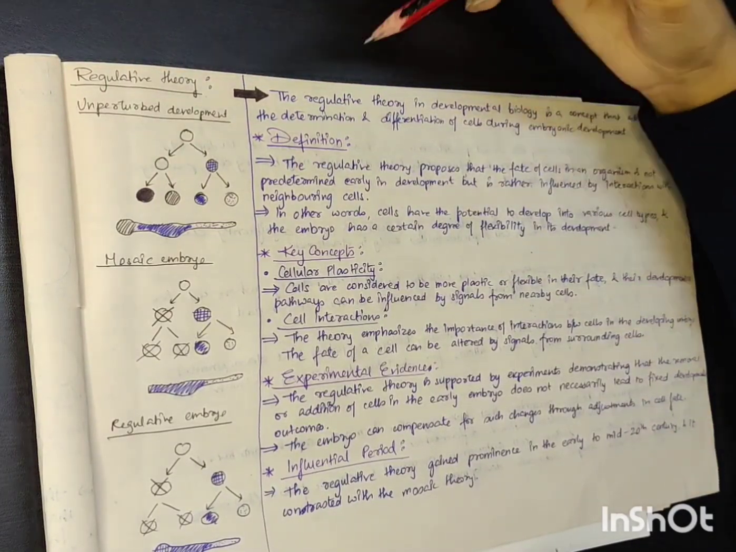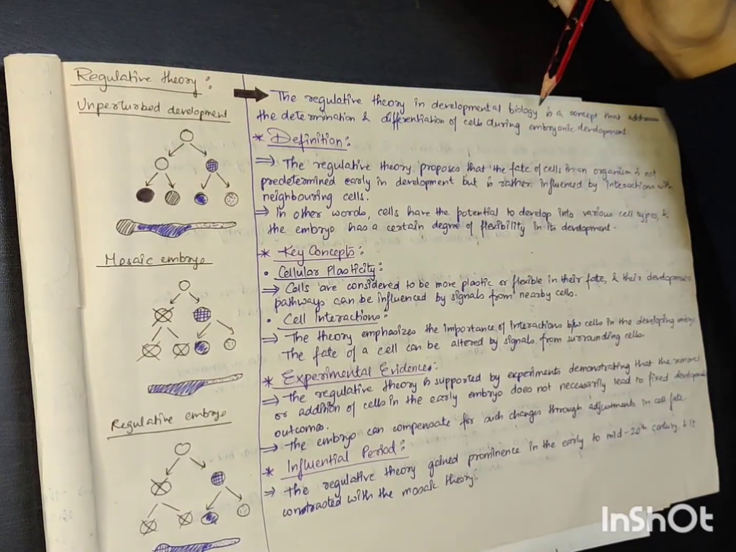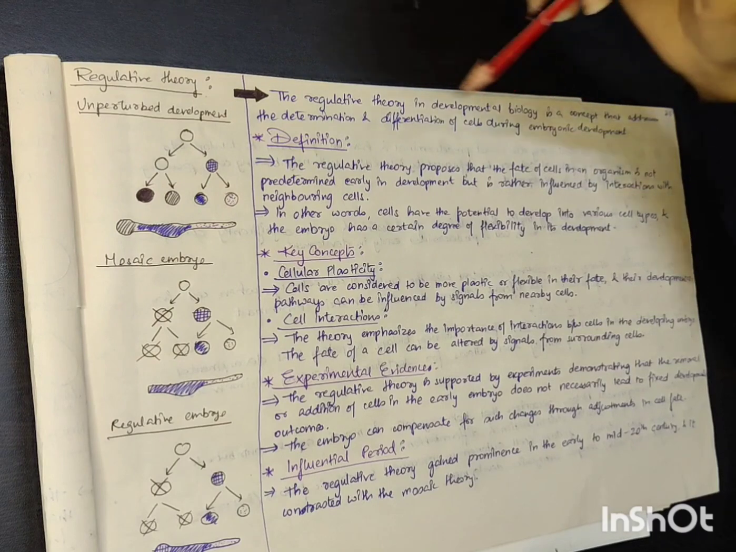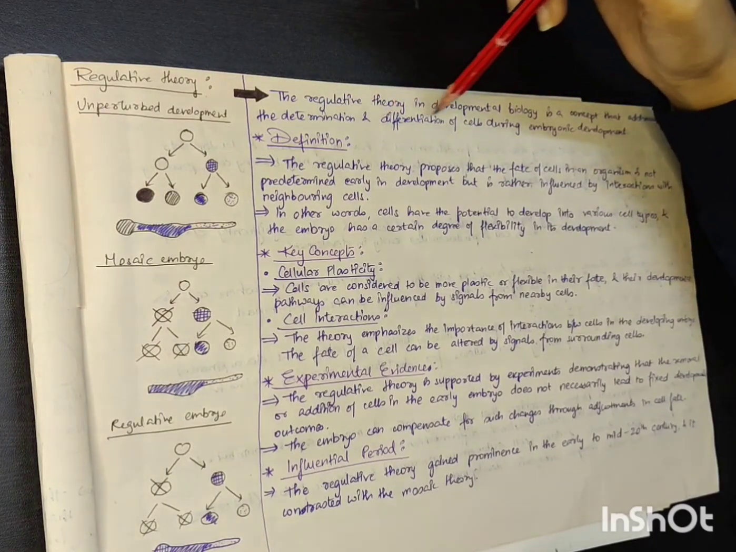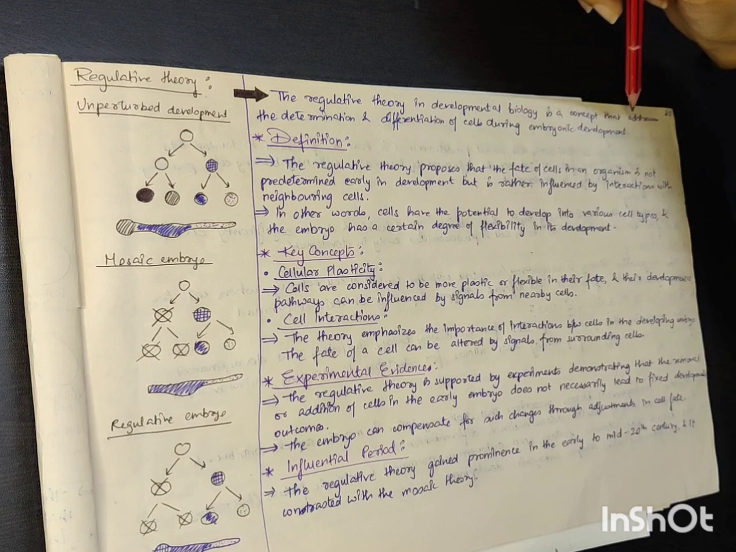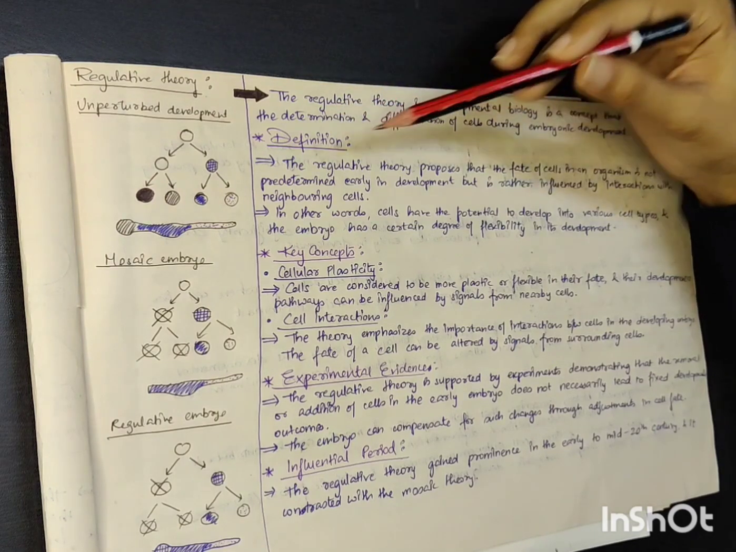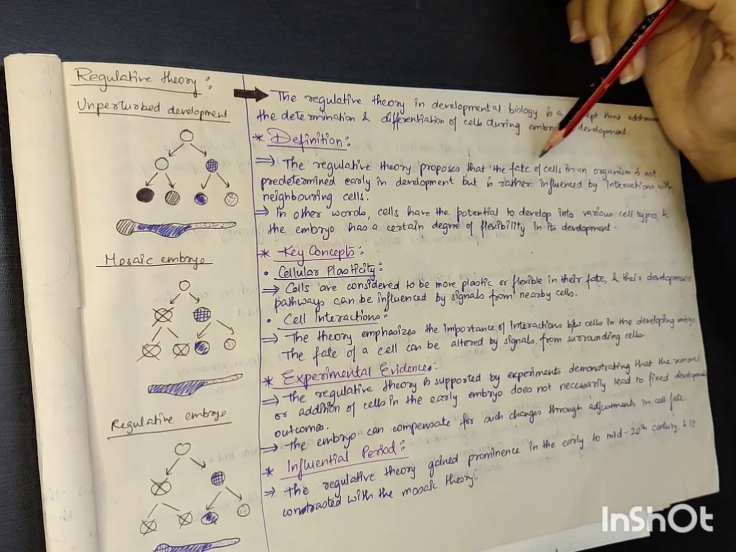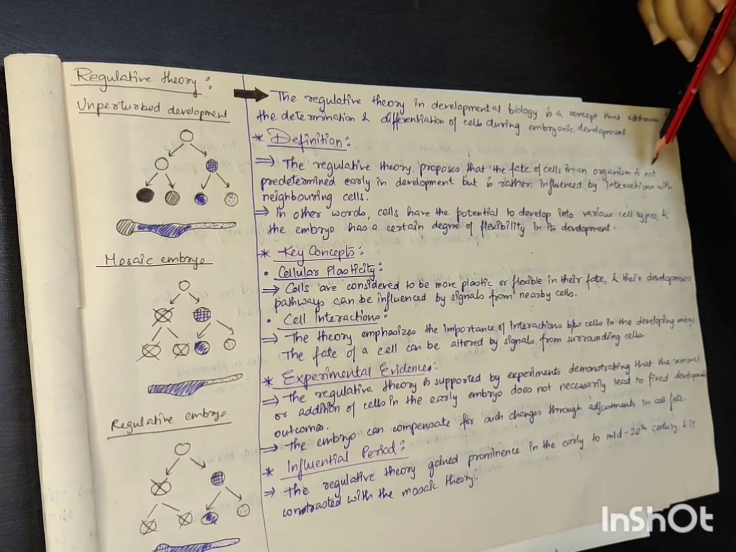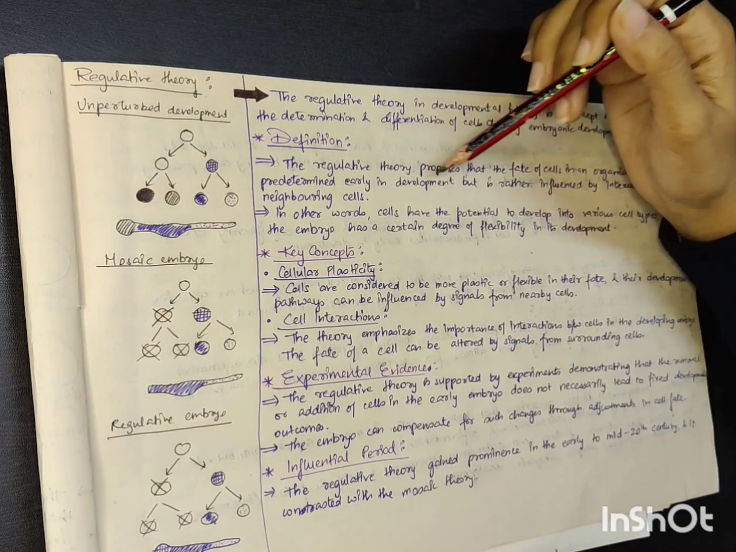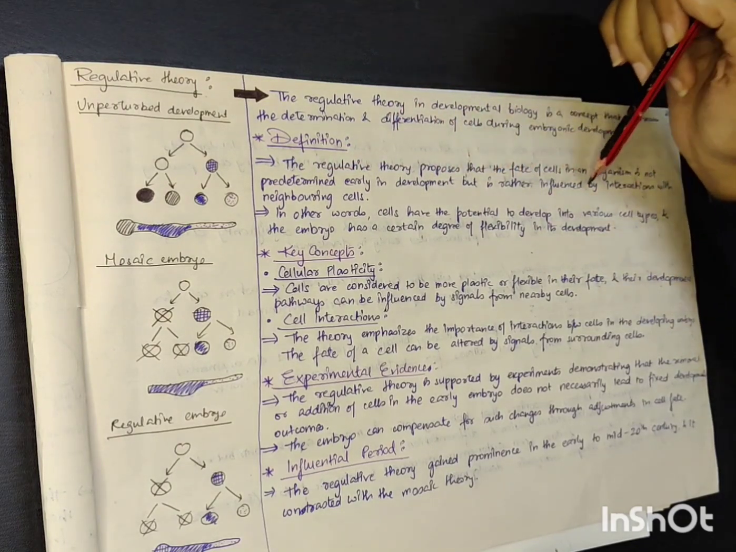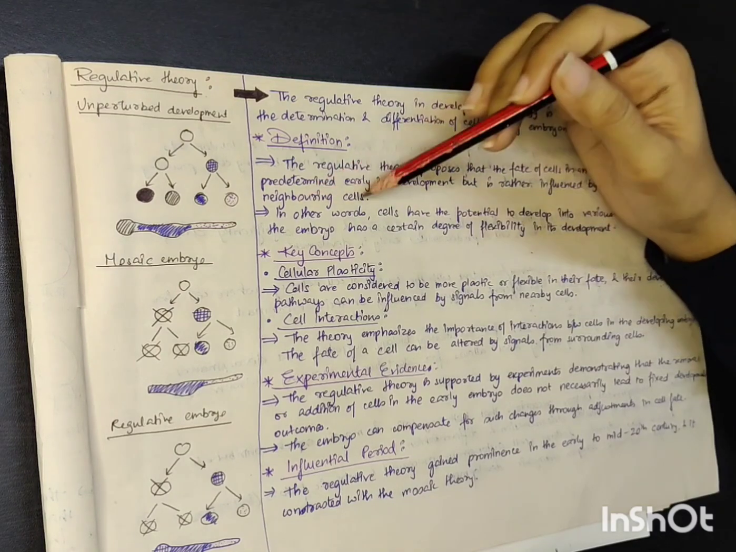Regulative theory. The regulative theory in developmental biology is a concept that addresses the determination and differentiation of cells during embryonic development. Definition. The regulative theory proposes that the fate of a cell in an organism is not predetermined early in the development but is rather influenced by interactions with the neighboring cells.